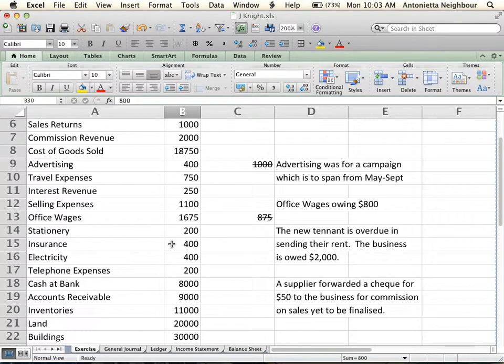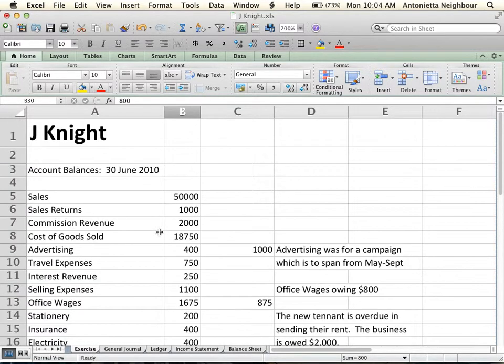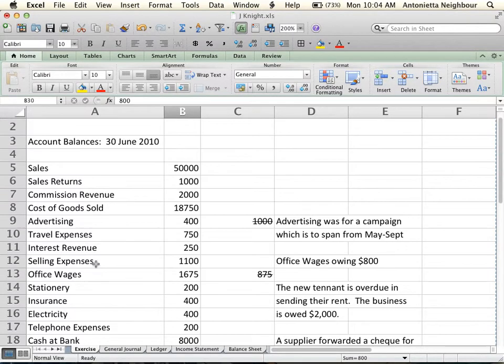Okay, next one. Any other questions, sorry? The new tenant is overdue in sending their rent. The business is owed $2,000. So what kind of account would be attached to that? Is that an expense account or a revenue account? That's a revenue because the tenant owes us $2,000. So I'm looking for a rent revenue account.